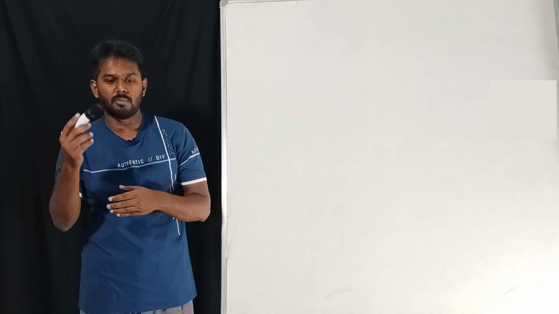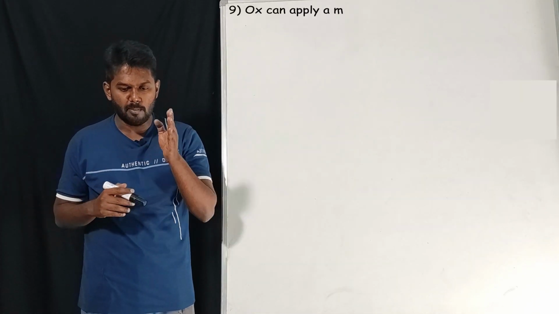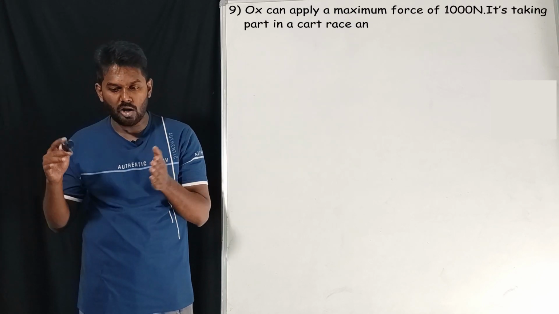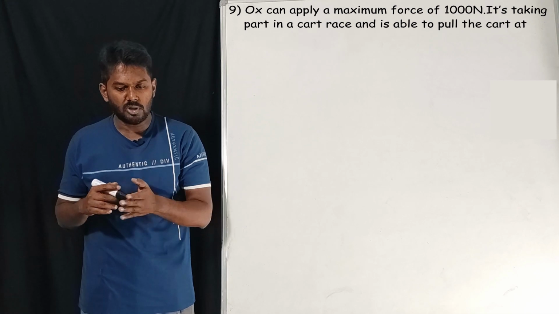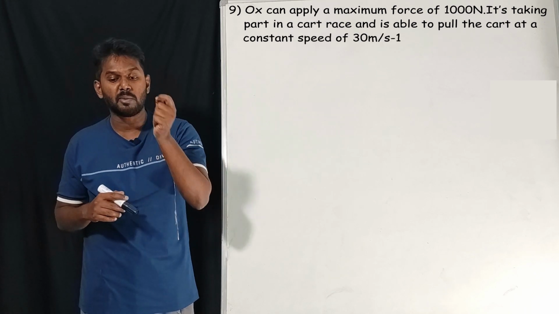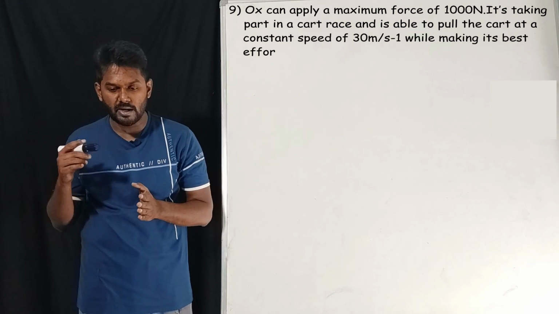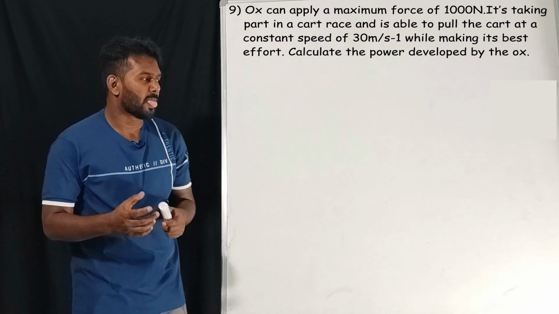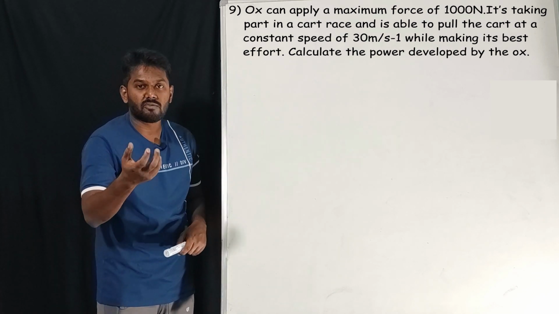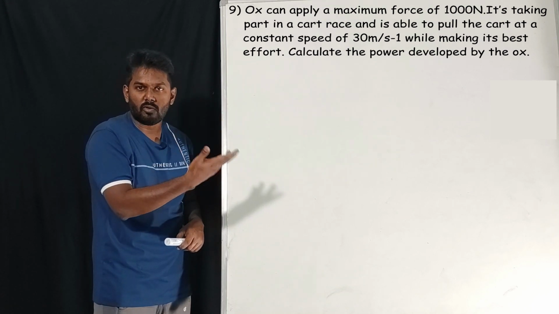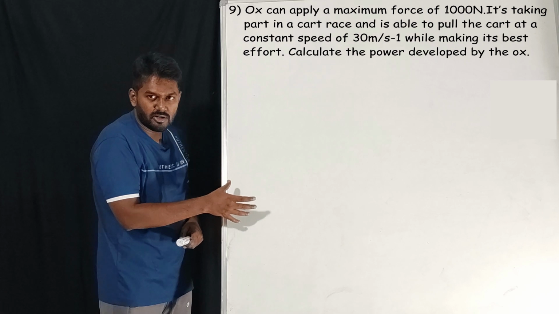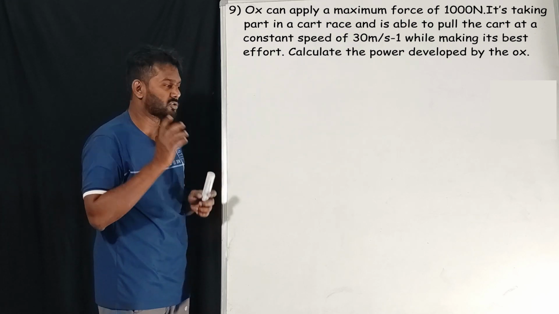Question number 9. An ox can apply a maximum force of 1000 Newton. It is taking part in a cart race and it is able to pull the cart at a constant speed of 30 meters per second while making its best effort. Calculate the power developed by the ox. See, here in this question, instead of giving work done and time, they have given velocity. So first we will write the given data, then we will understand the question.